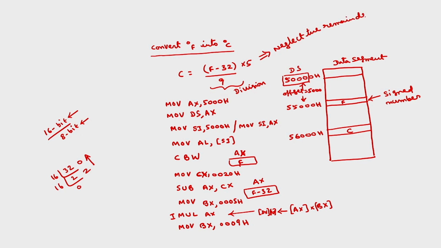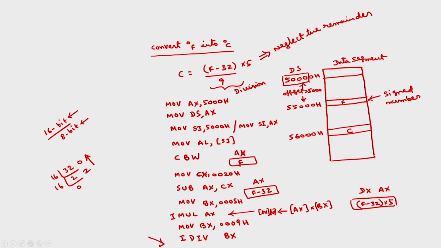So I am taking only the integer value of this. I am not considering the fractional part. Then I do DIV BX, since this is a 32 bit number and this is a 16 bit number. This will perform DX:AX divided by BX. This DX:AX holds the 32 bit equivalent of (F minus 32) into 5, that I am going to divide with BX. BX is having 9 now.